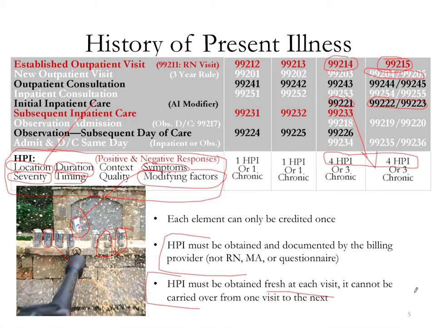The HPI, by definition, is what's happened with the patient since the last time we saw them, or if it's a new patient, what's happened with the patient since the initial onset of the problems that we're seeing them for. So by definition, we can't carry forward an HPI, as opposed to the other elements of history, which I'll show you in just a bit, which do allow you to carry forward if you document certain variables in your note.